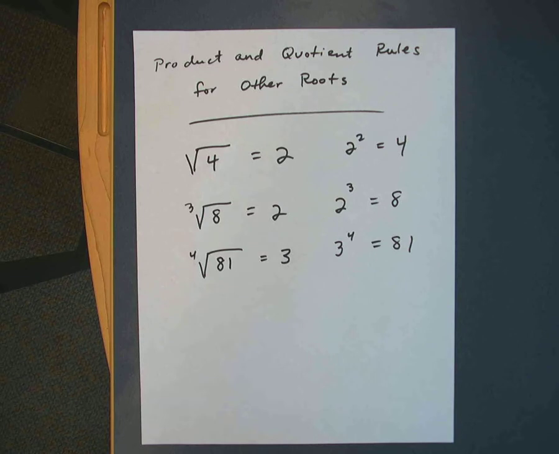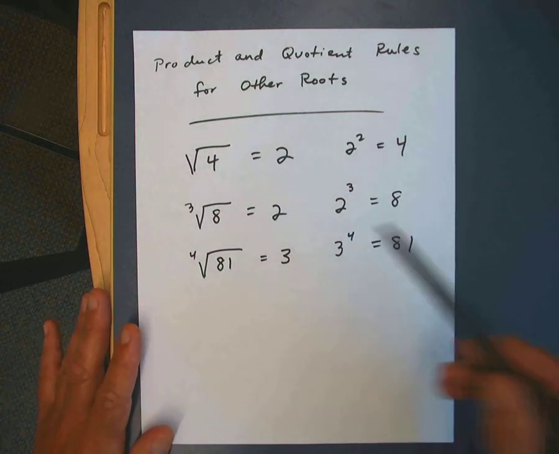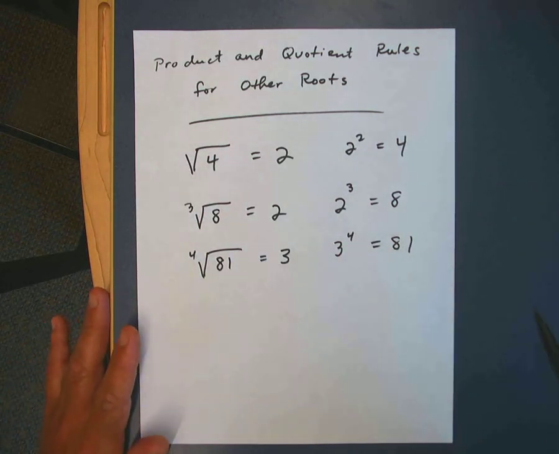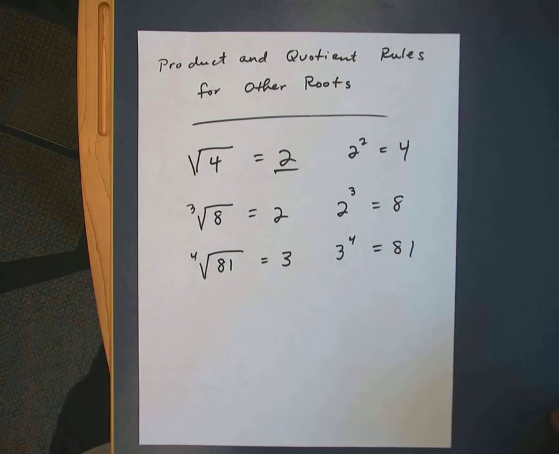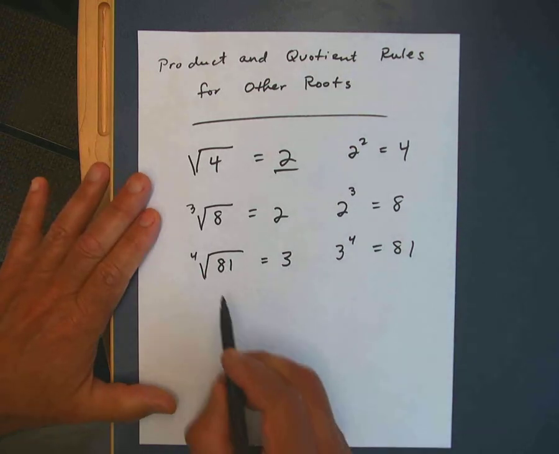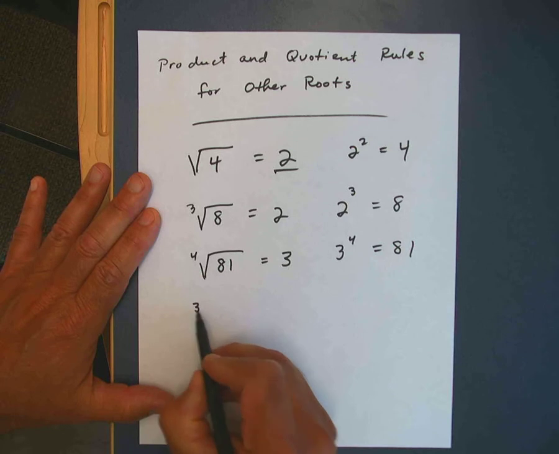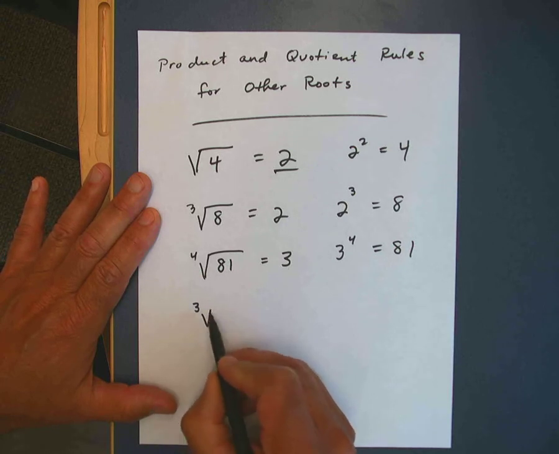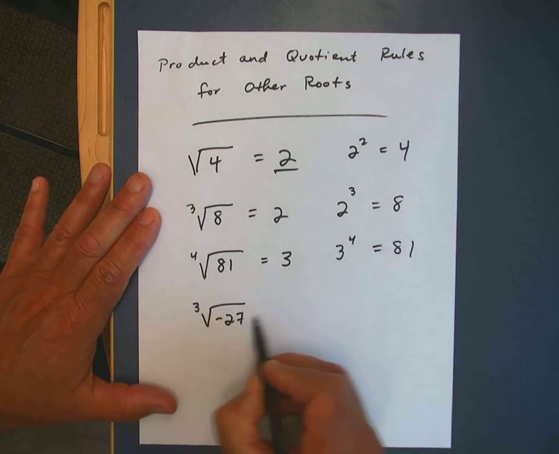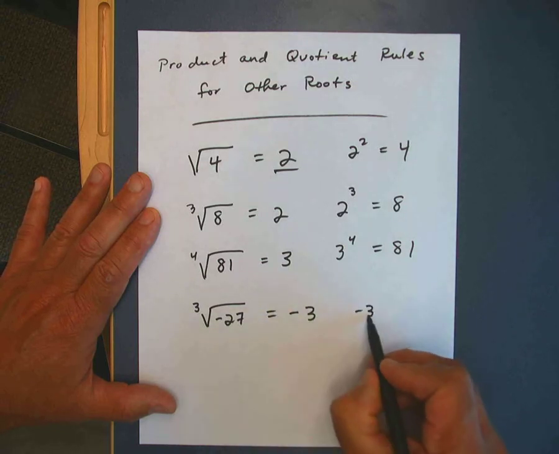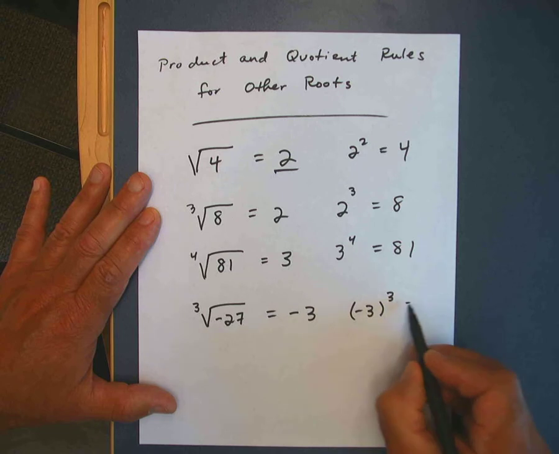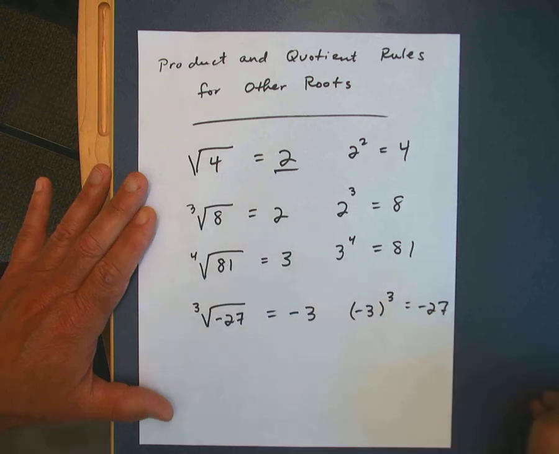One thing with some of the other roots is they can sometimes be negative. With a square root, you're always going to get a positive number out of it. But with a cube root, fifth root, and so on, you can get negative numbers. As an example, the cube root of negative 27 is actually negative 3. That's because negative 3 to the third power is equal to negative 27.